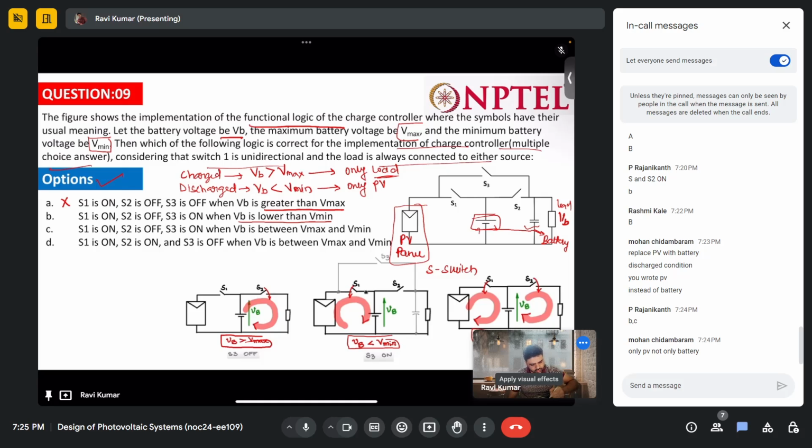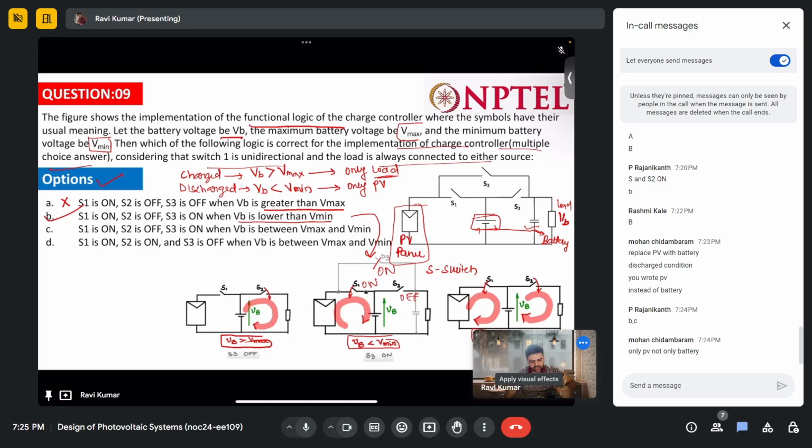So this VB is lower than V minimum. This is the condition. And in this condition, this is on, this is on, this is off. It means S1, S3 on, S2 is off. Yes. Someone said B is the right answer. Yes, B is the right answer.